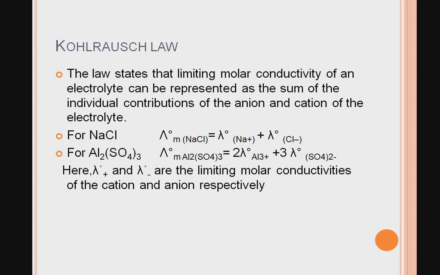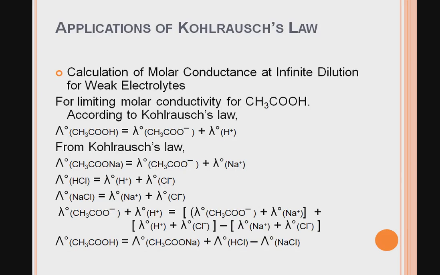Similarly, for Al2(SO4)3, it will be equal to ionic conductivity of aluminium ions multiplied by 2, as it will furnish 2 aluminium ions, plus ionic conductivity of sulfate ions multiplied by 3. This Kohlrausch law is very important because it has many applications.